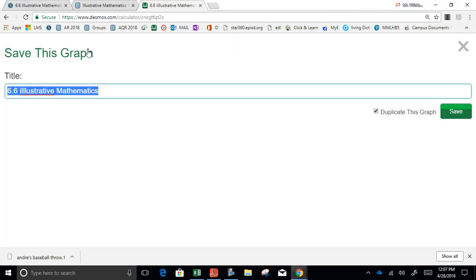Okay, this is 6.6 Illustrative Mathematics. Save this file.